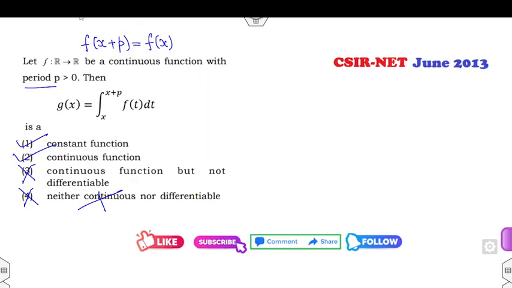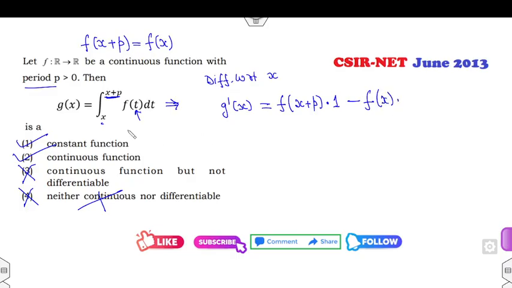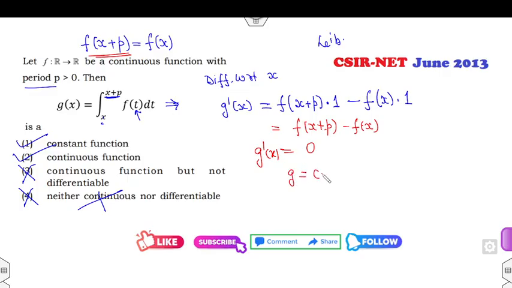The second method is if you want to solve it in a simple manner. How can you remove this integration? I can differentiate this with respect to x. Then it's g dash x. How can you differentiate this? I take the upper limit, x plus p, into the derivative of this upper limit, minus the lower limit into the derivative of the lower limit. This is called the Leibniz rule of differentiation. That gives f of x plus p minus f of x, and f of x plus p is f of x, because both are the same. So the first derivative will be 0. That means the function is constant. Every constant function is continuous. A and B are the right answers.